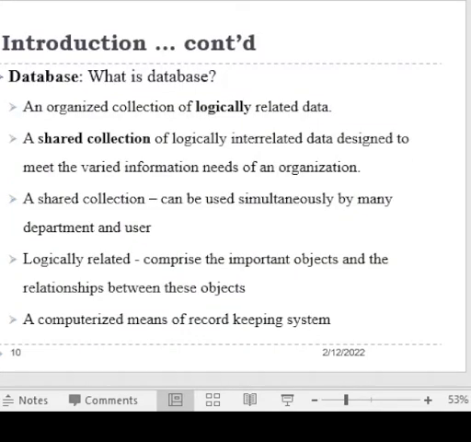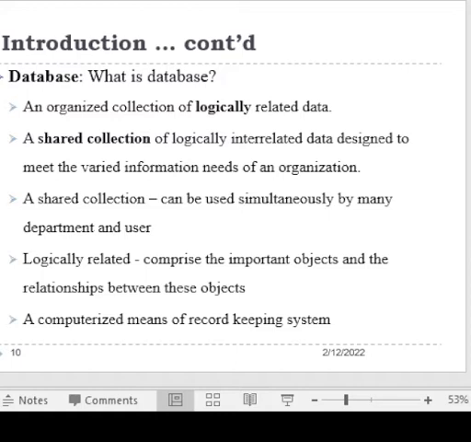The second concept is about the database. What is a database? A database is an organized collection of logically related data, or any shared collection of logically interrelated data designed to meet the varied information needs of an organization. That is what we call a database.